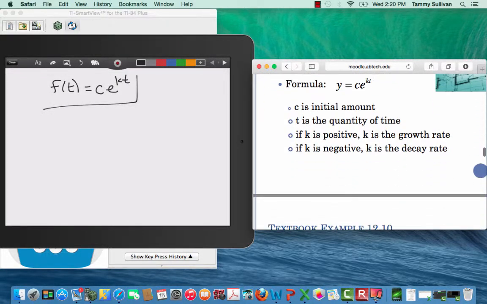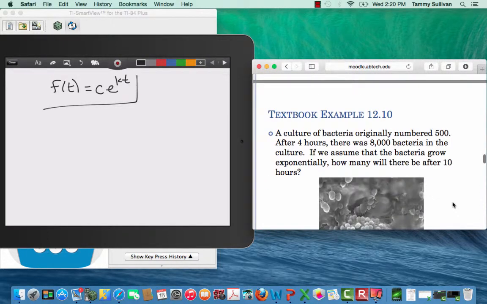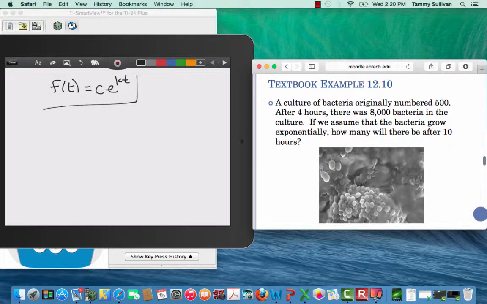So let's do some examples. This one's from your textbook. We've got a culture of bacteria originally numbered 500. So right away, I know that C is going to be 500. So I have y equal to 500 e to the kt, because 500 is my initial value.